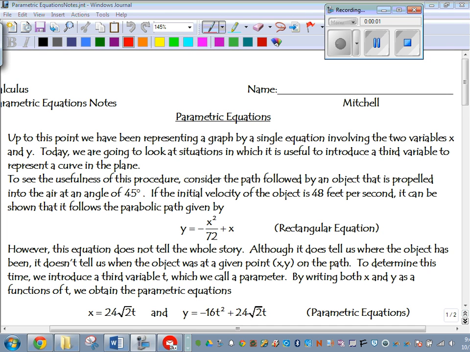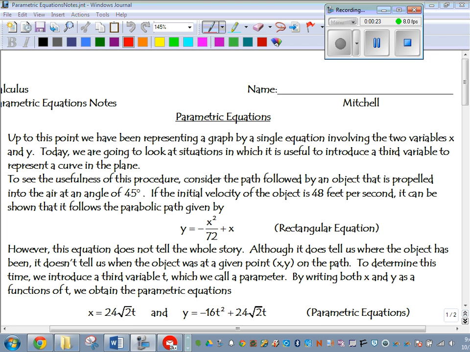So, up till this point, we've been representing a graph by a single equation involving the two variables x and y. Today, we're going to look at situations in which it's useful to introduce a third variable to represent the curve in the plane. To see the usefulness of this procedure, consider the path followed by an object that's propelled into the air at an angle of 45 degrees.